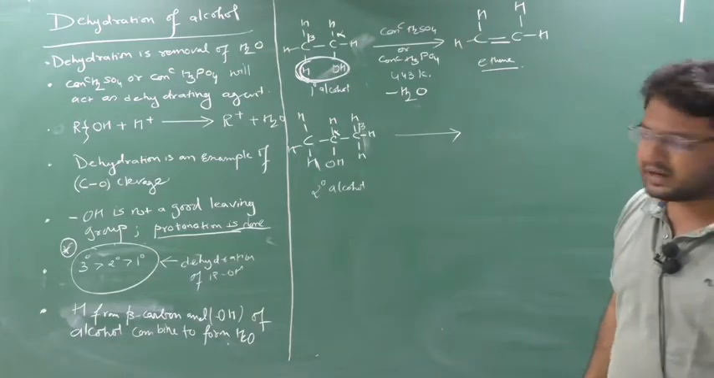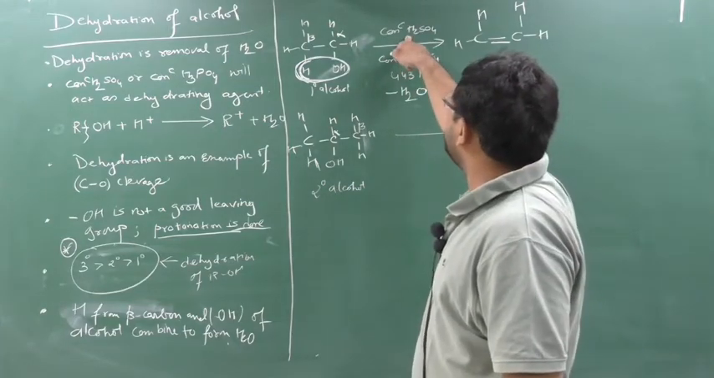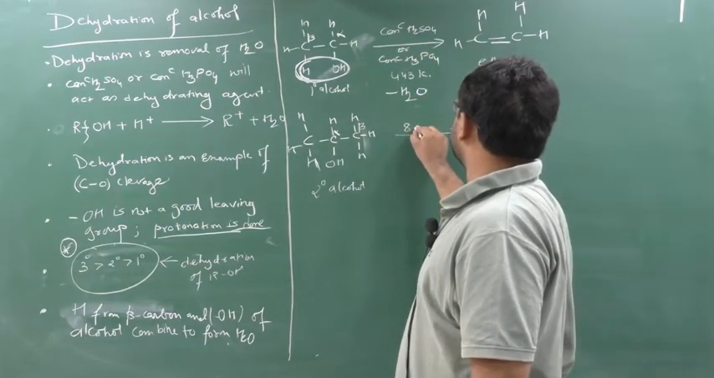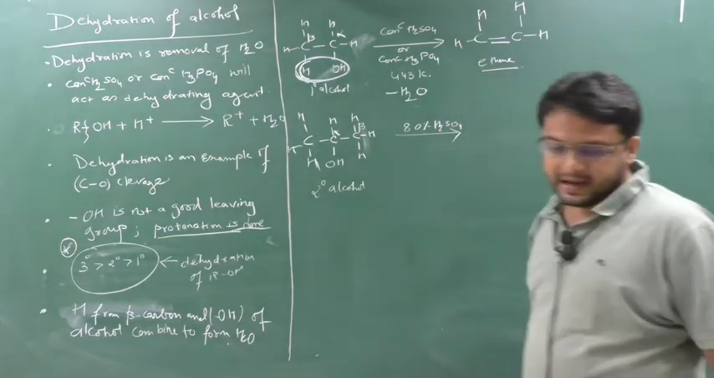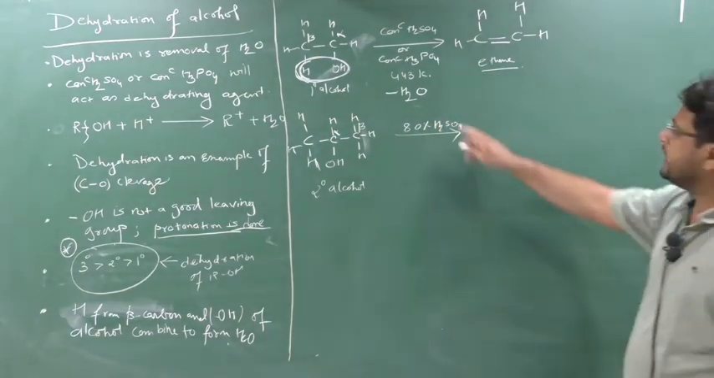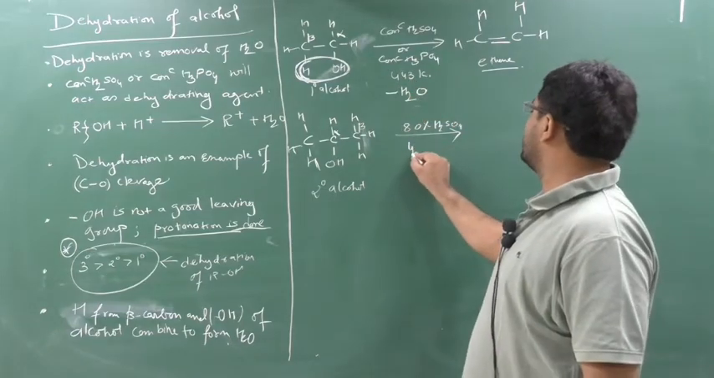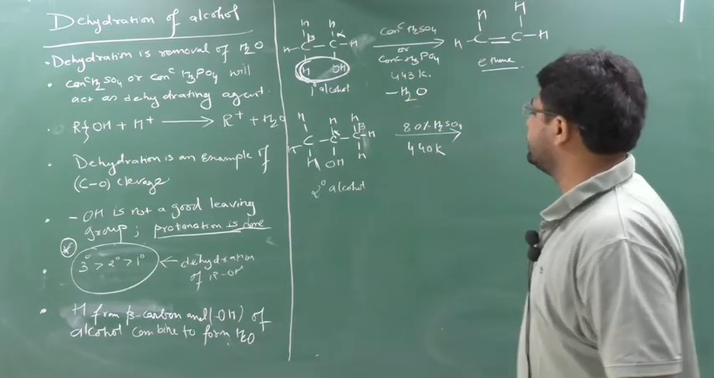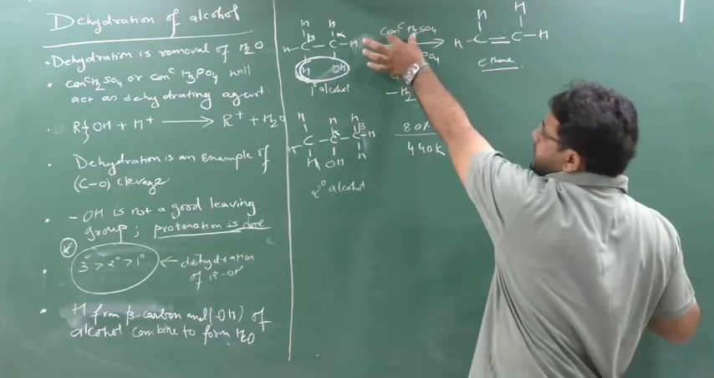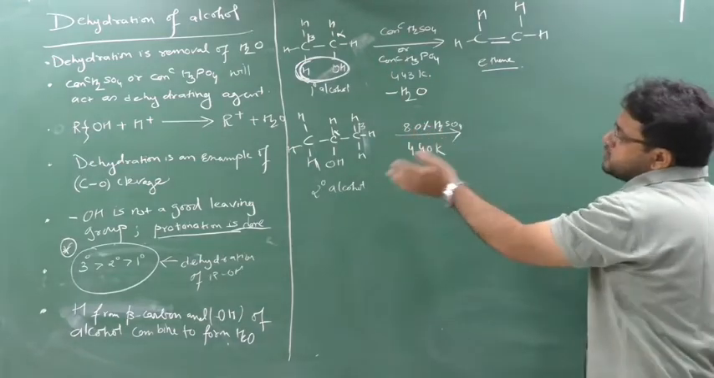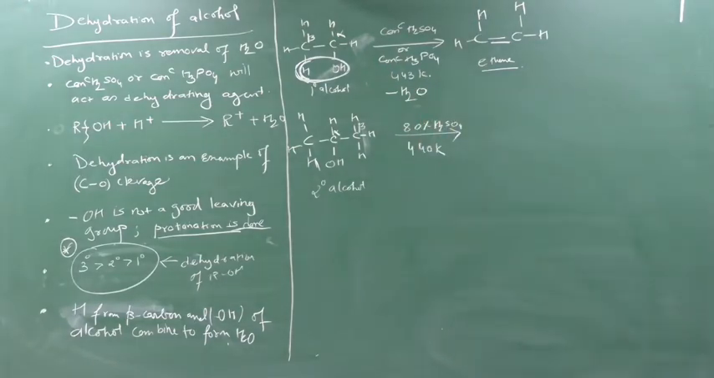Now what condition will reduce? Here concentrated H2SO4 you are using, instead you will use here 80% sulfuric acid only. Instead of concentrated, what you are using? 80% sulfuric acid. Here we are supplying 443, here we will supply nearly 440 Kelvin. So the temperature will also reduce, and the type of sulfuric acid also changes. See here you are using highly concentrated sulfuric acid. Here if you supply 80% also, dehydration will take place.